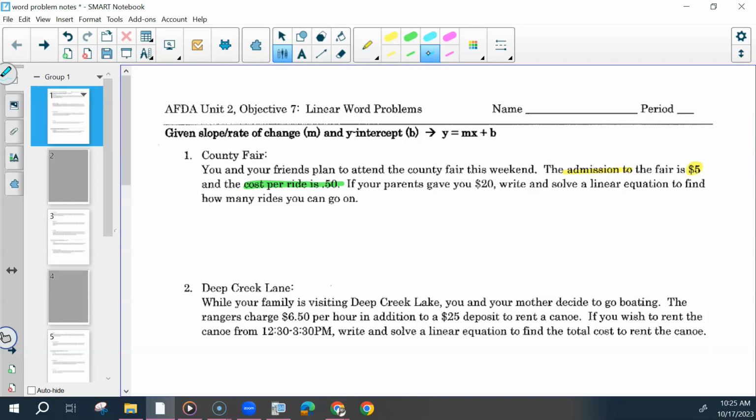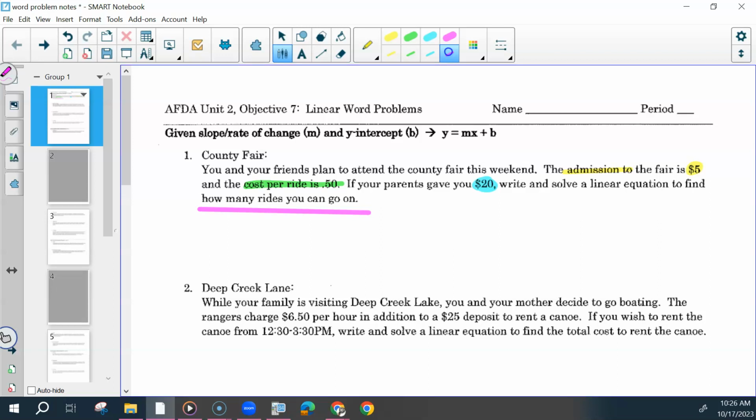So that one. The $20. And what are we looking for? What does the question ask? How many rides we can go. So that's really important to know, what are you solving for? So those are all important things.